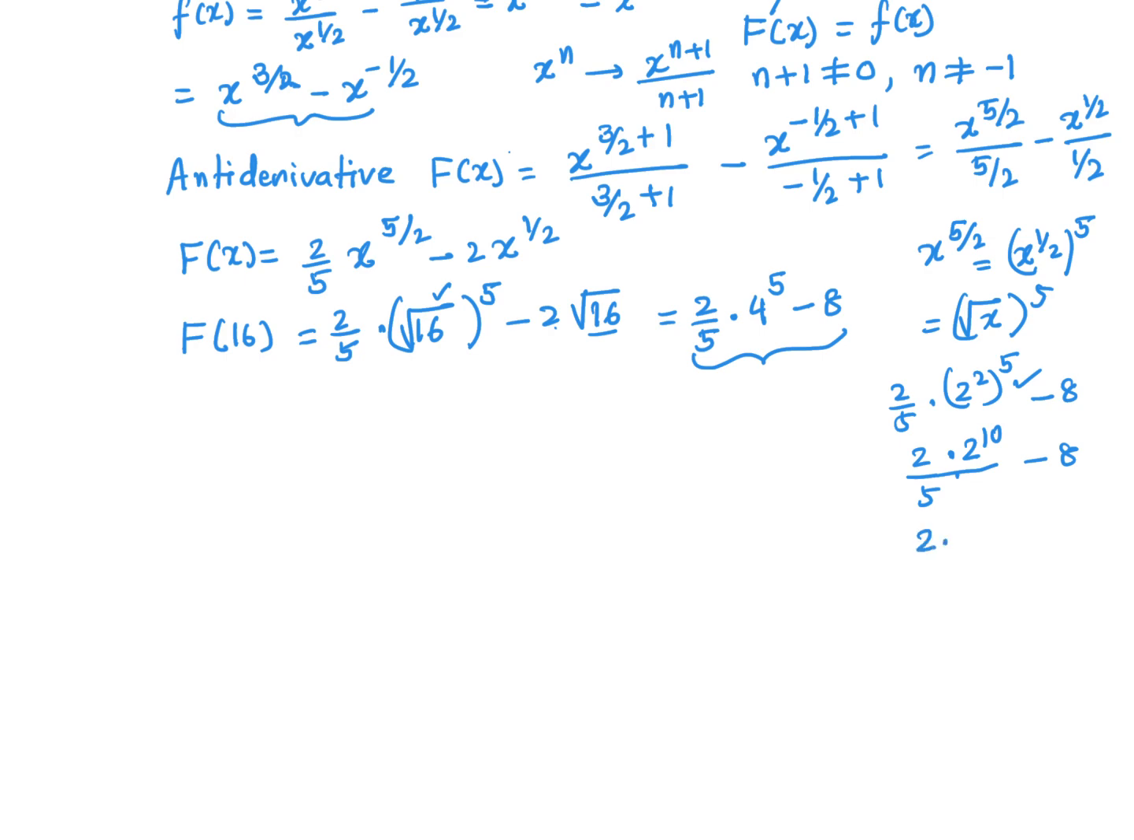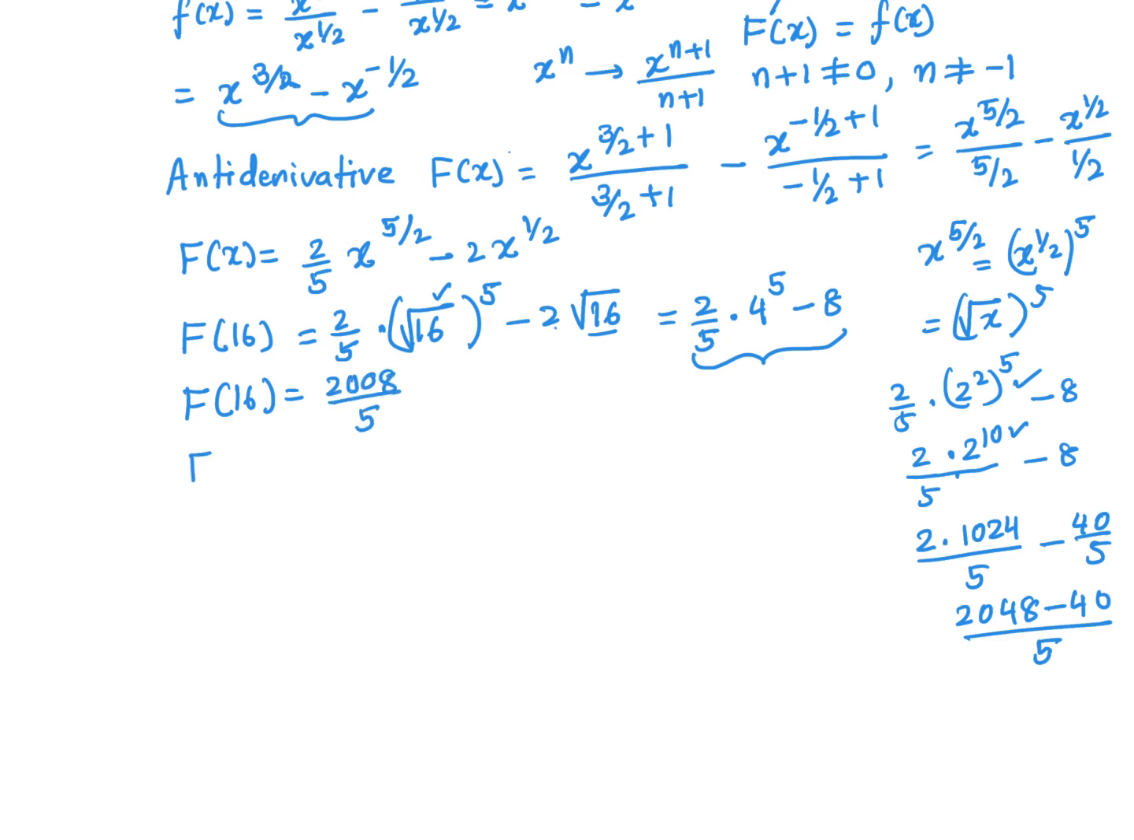So 2 times 2 to the power 10, which is a pretty famous number, 1024, okay? You've heard the word 1 meg when you're taking pictures, right? So that's 1 meg, divided by 5, minus 40 over 5. 40 over 5 is 8. So now you have 2048 minus 40 over 5, which is going to be nothing but F(16) equal to 2008 over 5.